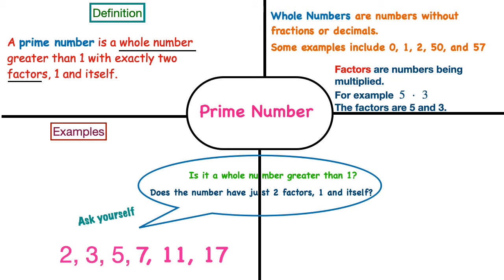So if you look at all even numbers other than the number 2, none of those even numbers would be considered prime numbers because 2 would be a factor of them.